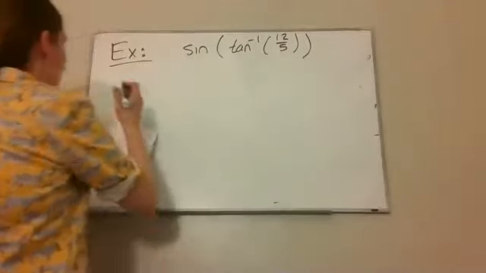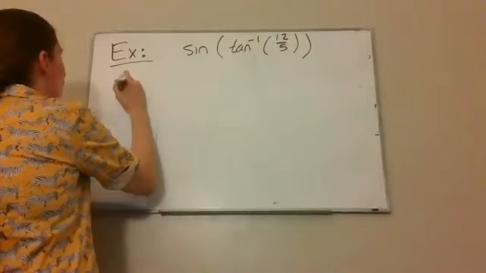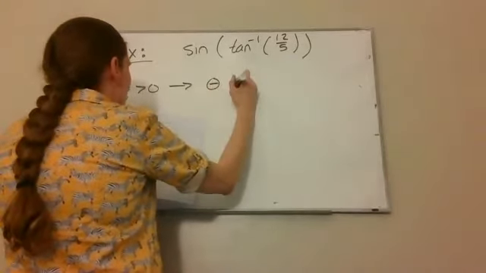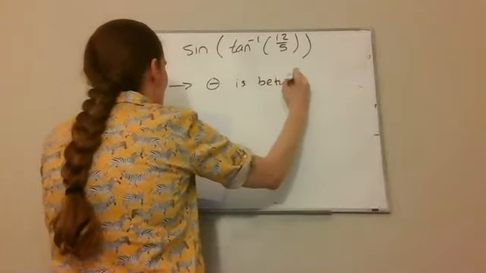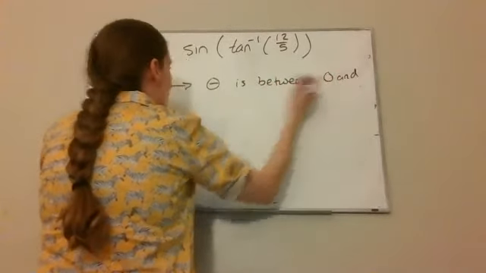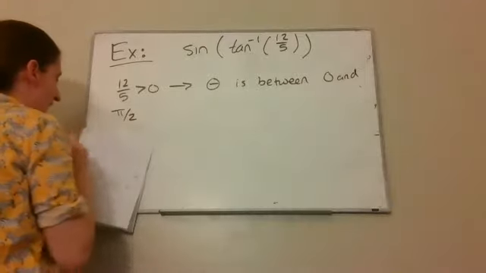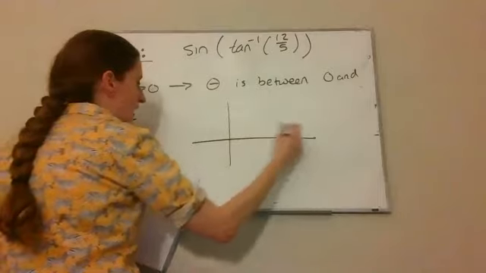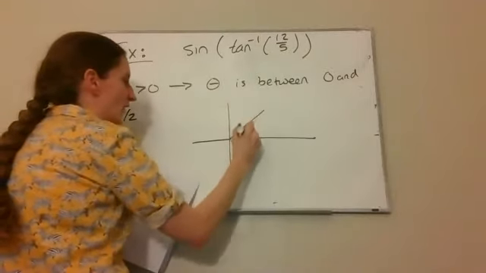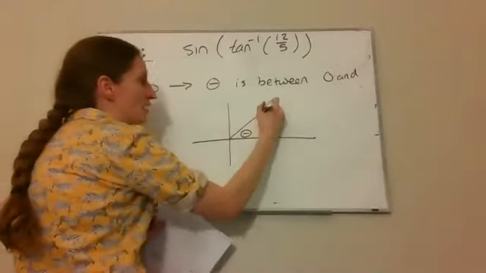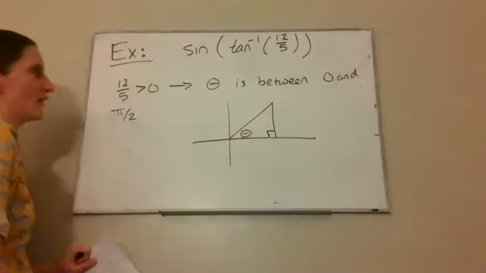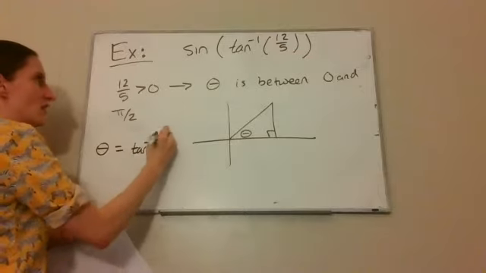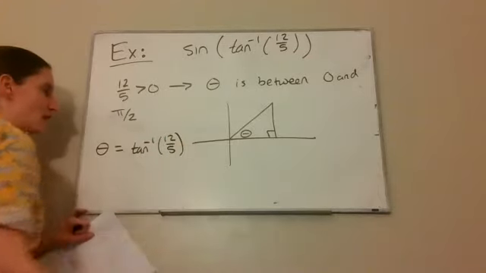But one thing I do know is since 12/5 is positive, my theta is going to be between 0 and pi/2, because that is where my tangent is going to be positive. So I'm somewhere in this quadrant over here. I'm just going to say this is theta, and let me make a right triangle. If that's theta, I know theta is supposed to be equal to tangent inverse of 12/5.